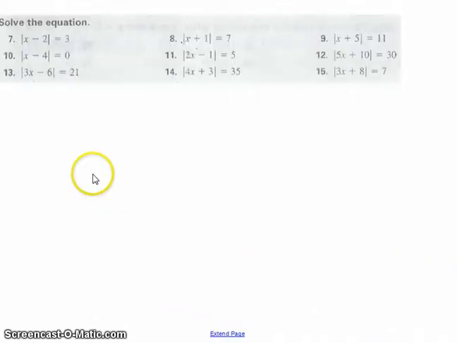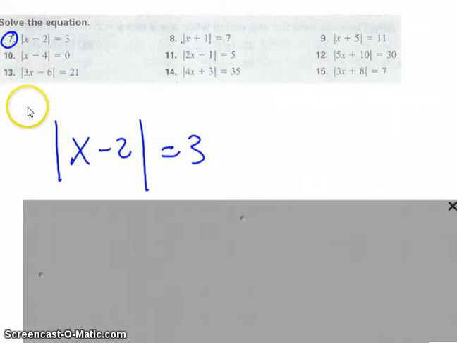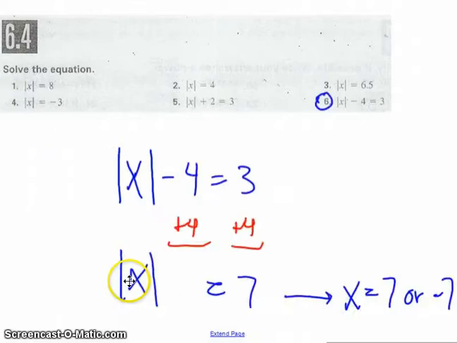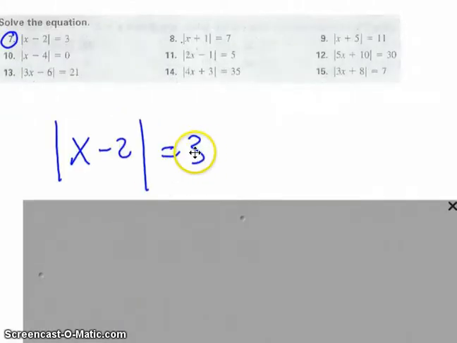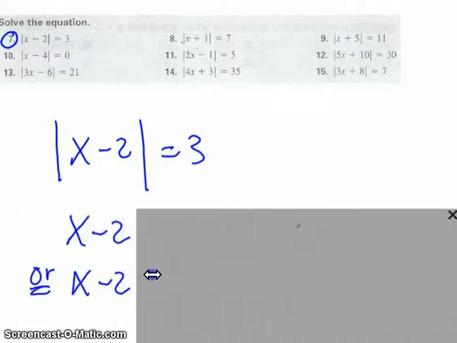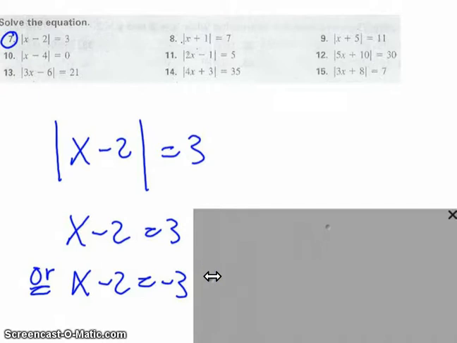From there we moved on to slightly more complicated questions. Now we've got some stuff going on inside the absolute value besides x by itself. First one I'm going to look at is the first one that's given to you here. So I've got the absolute value of x minus 2 equals 3. Well, it's just like the very first one that I showed you back here. Could be 8 or could be negative 8. So in this case, could be 3, could be negative 3. So let's look at it that way. X minus 2 without the absolute value bars could be 3 or it could be negative 3.